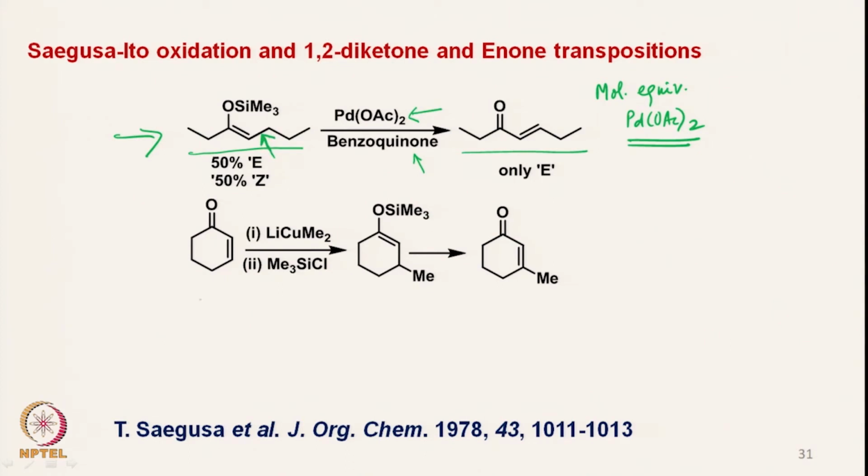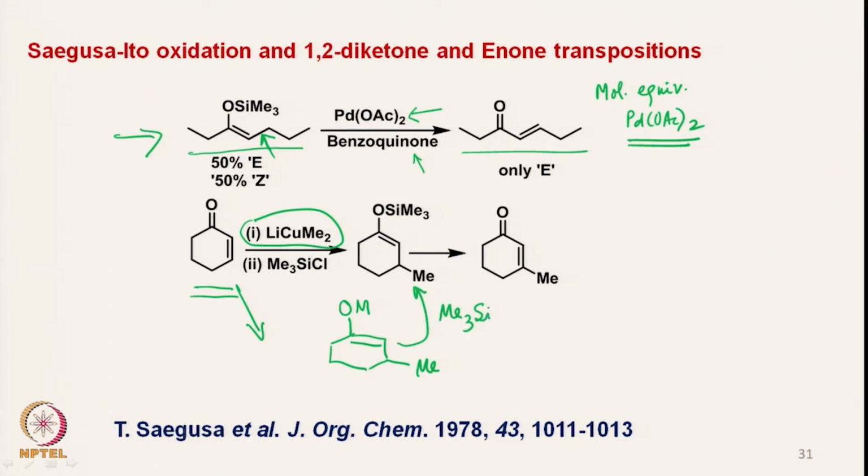Now if one extends this and applies it in a different way, one can start with an enone, say cyclohexenone, add a methyl group by lithium dimethyl cuprate, and the particular cuprate that is going to form would look something like this here, O and M. M is like copper and lithium species, and then this is converted into this enol silyl ether by Me3SiCl.